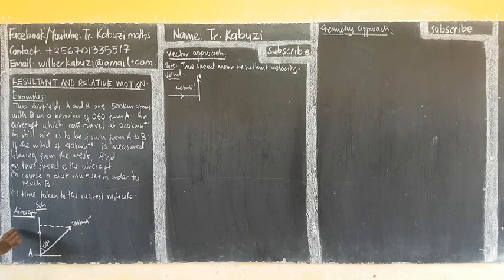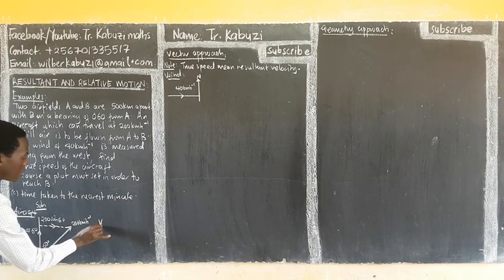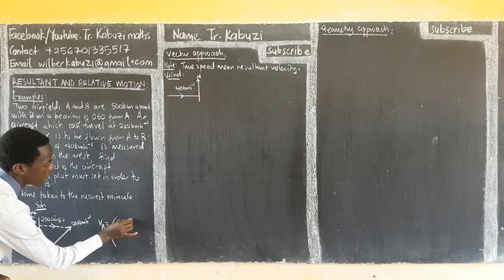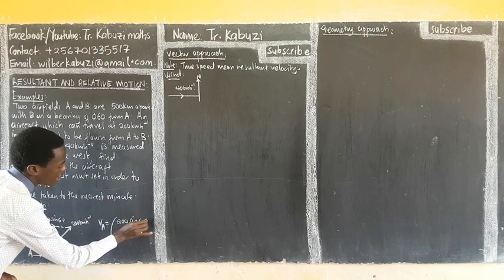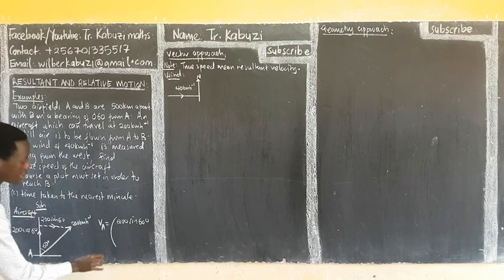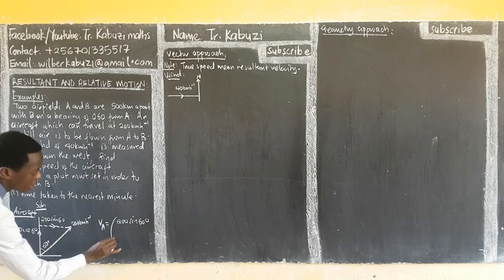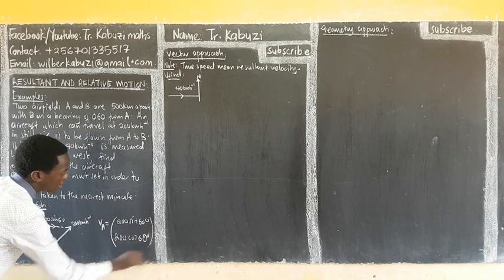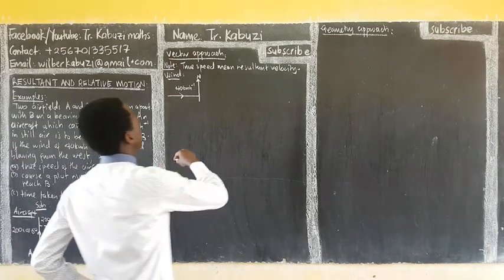So vertically, this is adjacent, so it's going to be 200 cos 60. And then this is going to be the opposite, which will be 200 sine 60 degrees. So meaning the velocity of the aircraft is going to have the x coordinate, the horizontal component, which is 200 sine 60 degrees. And then the vertical component, you see that it's going in the positive, this one is the positive, 200 cos 60 degrees.